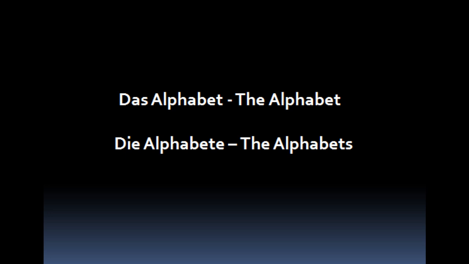In English there is only one "the," like the sun, the moon, the alphabet, the alphabets. But in German there are 4 types of "the." That's why "das" and "die" are 2 different words for "the" here. We will learn about this in the next classes, so don't worry about it. We will only concentrate on the A to Z alphabet in this class.